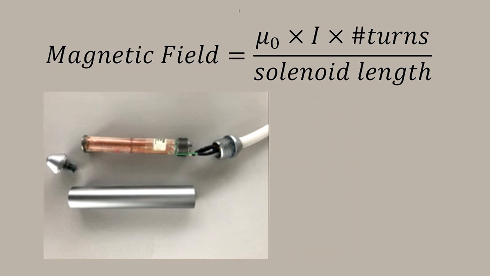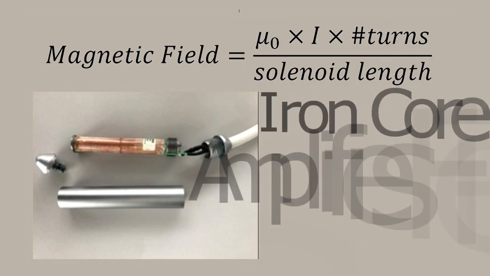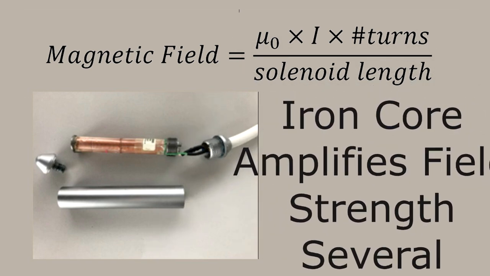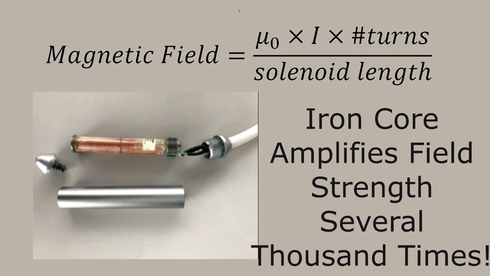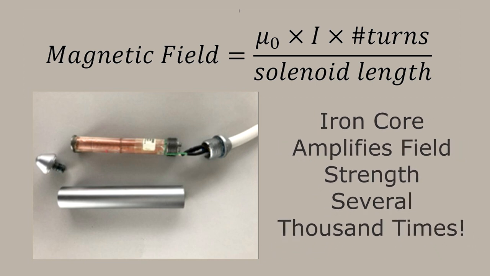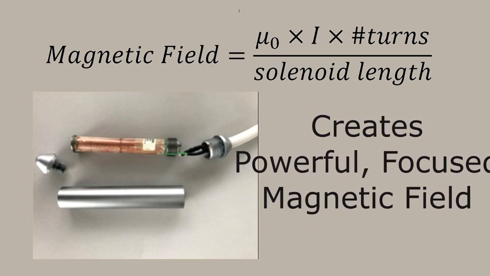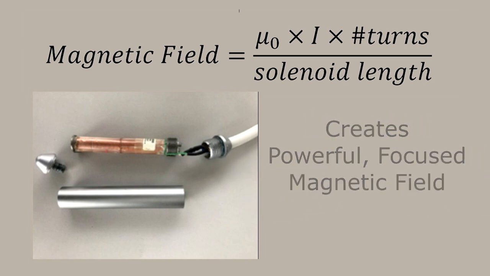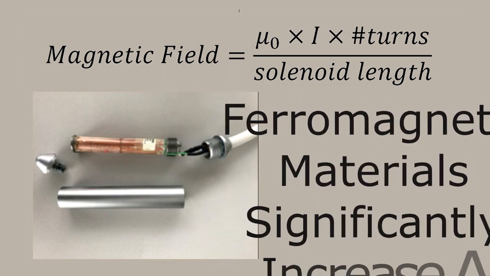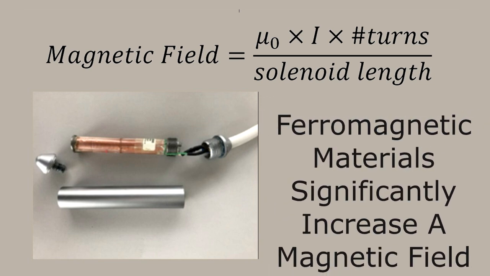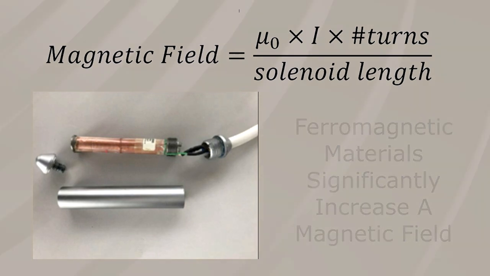Because the iMRS uses an iron core in the center, that's going to amplify that field strength that we found by Ampere's law, actually a couple thousand-fold. So this gives you a very powerful focused magnetic field, and you're not going to get that with some PEMF devices that have local applicators that don't have this iron core. So ferromagnetic materials significantly increase magnetic fields.